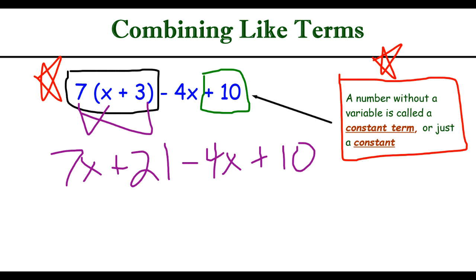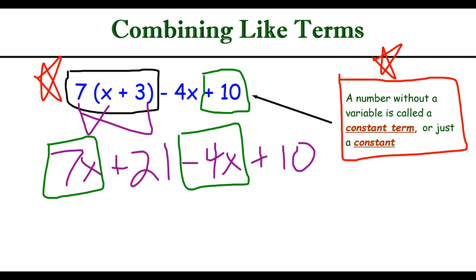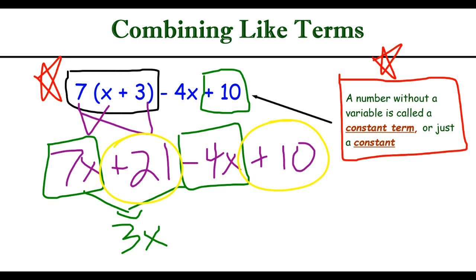We have a 7x and we have a minus 4x. And notice that 4x is being subtracted, so it is a minus 4x. 7x minus 4x is 3x. And now we have some numbers, and we can, of course, add or subtract numbers together. 21 plus 10 is 31. So we end up with a final simplified version of 3x plus 31.